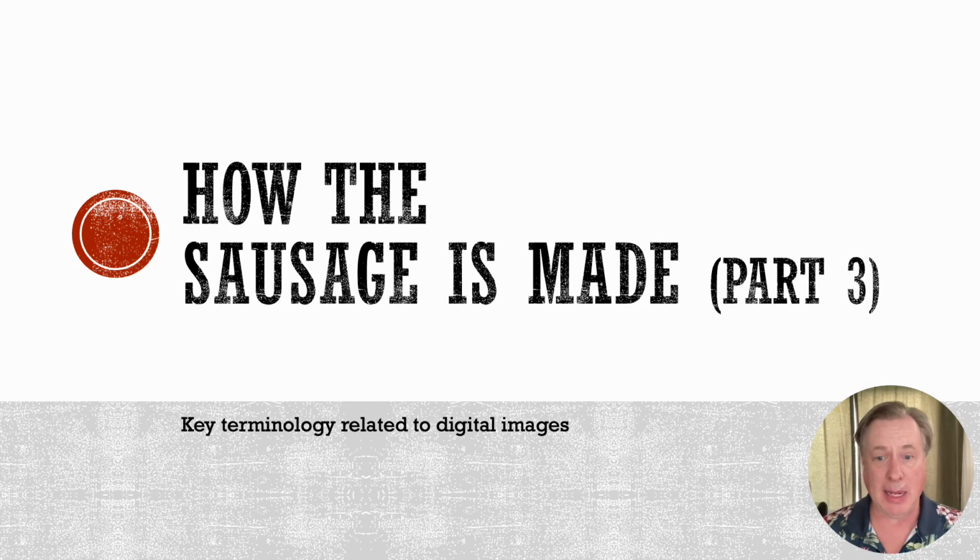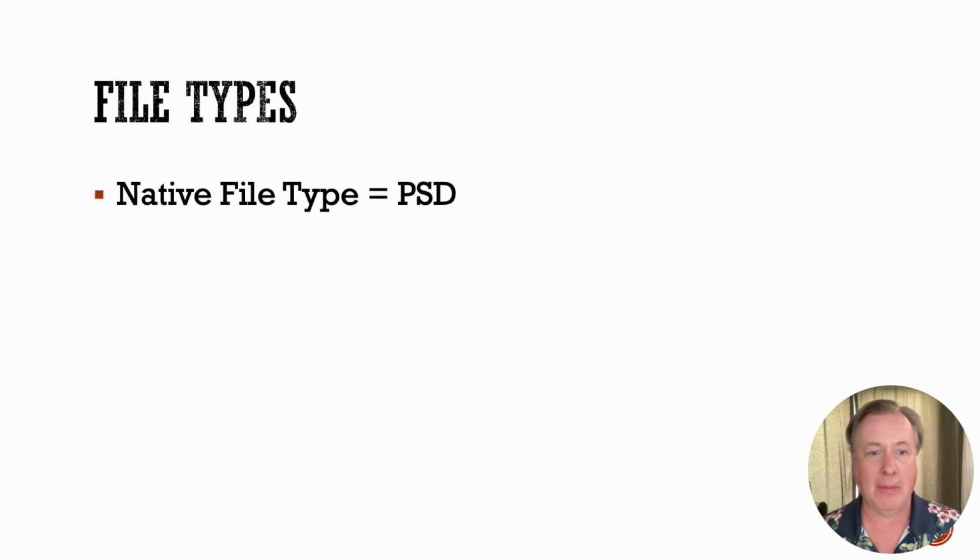How the Sausage is Made, Part 3. File types in Photoshop. The native file type of Photoshop is PSD, which stands for Photoshop Document.